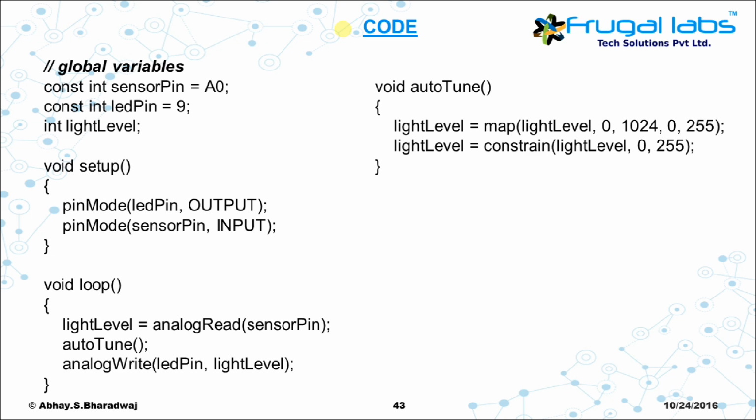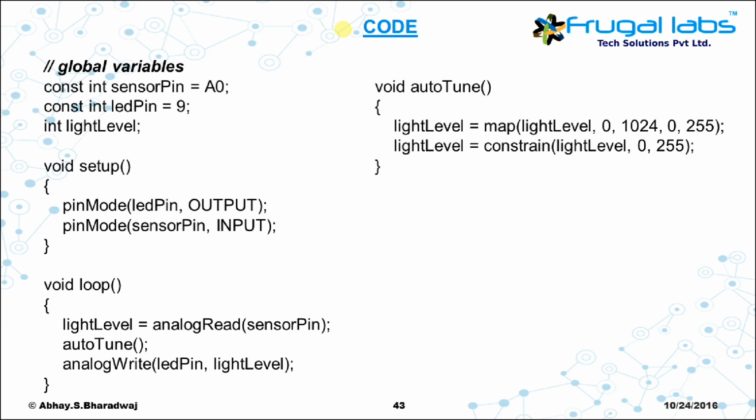Next, I am declaring another variable called LED pin, and I am equating it to pin 9. And the light level is a variable where I'll be storing my light intensity values. Inside my setup, I declare my pins as output and input using the pin mode function. In the void loop, I first do an analog read of my sensor pin.